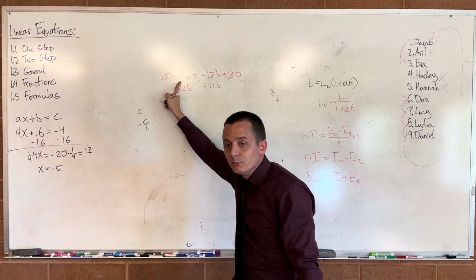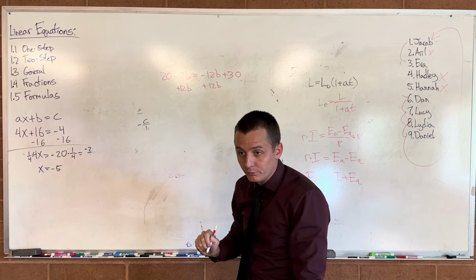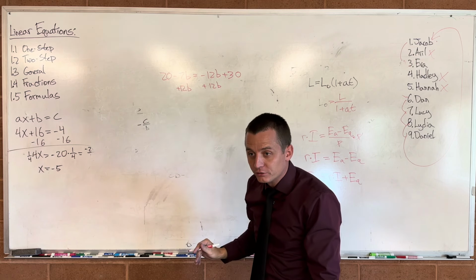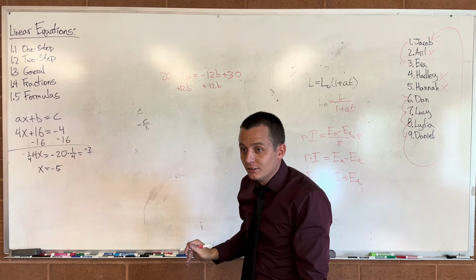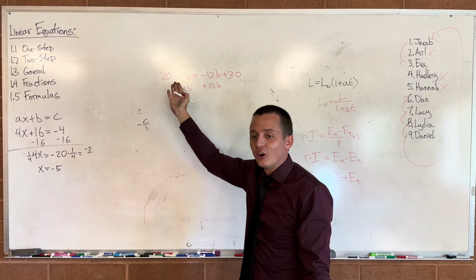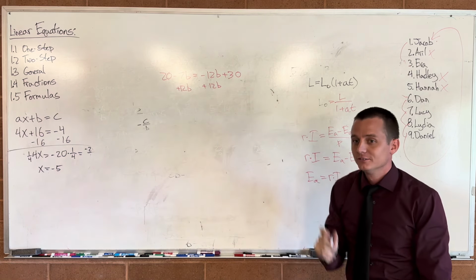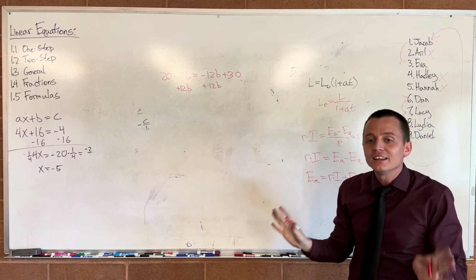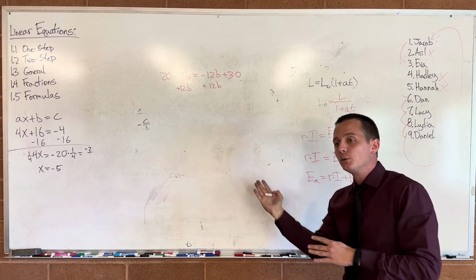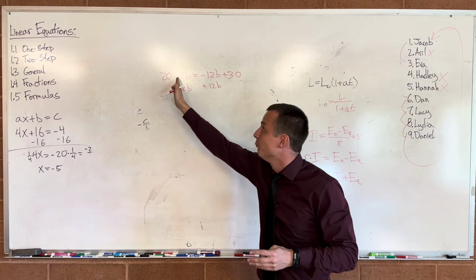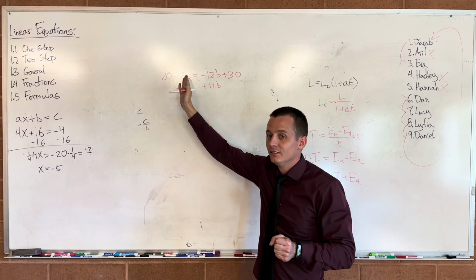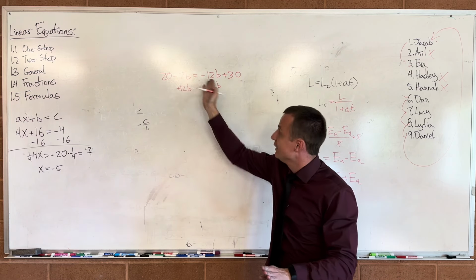Remember, negative 7b is more than negative 12b. Who's better off? The person in debt 7 grand or the person in debt 12 grand? You're better off in debt 7 grand. You'd rather owe me 7 grand than owe me 12 grand. Negative 7 is a bigger number than negative 12. As a general rule, put all the b's on the side that has more b's. Negative 7 b's is more than negative 12 b's.